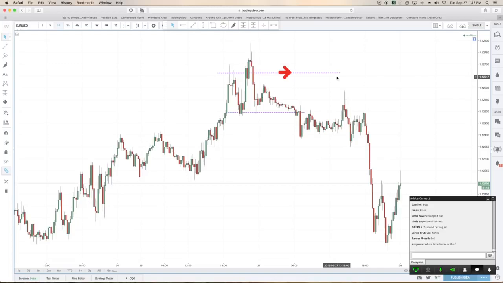Which time frame is this? Let me open this up here. This is on the 15-minute chart that I'm looking at here. You guys can see it on the left now. This is on the 15-minute time frame.